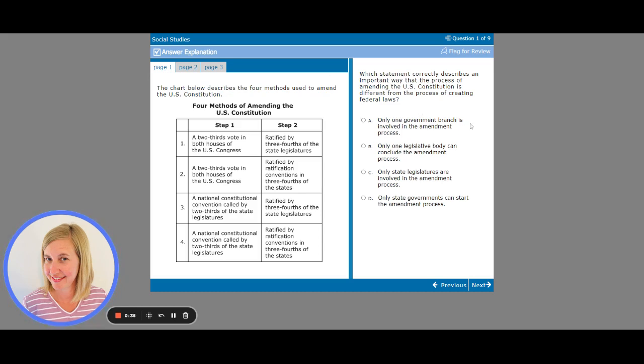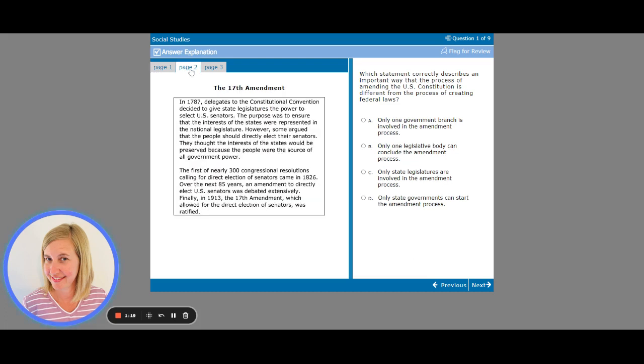Which statement correctly describes an important way that the process of amending the U.S. Constitution is different from the process of creating federal laws? Now, when I look over at the chart on the left here, I notice 4 methods of amending the U.S. Constitution. I don't see anything about the process of creating federal laws. However, when I look at the answer choices, they're all talking about just the amendment process versus the creation of laws. So, honestly, it's okay if you don't know how federal laws are created. You just need to find an answer choice that is verifiable by looking at this chart.